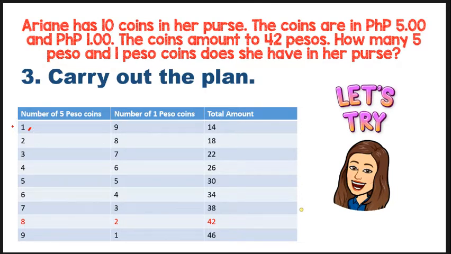For the first row, there is a piece of 5 peso coin, then we are left with 9 pieces of 1 peso coins. If you have 5 peso coin, you will have 5 pesos. And if you have 9 1 peso coins, you will have 9 pesos. So 5 pesos plus 9 pesos will give you 14 pesos. For the second row, we have 2 5 peso coins amounting to 10 pesos and 8 1 peso coins amounting to 8 pesos. And together, 10 and 8 will give you 18 pesos.